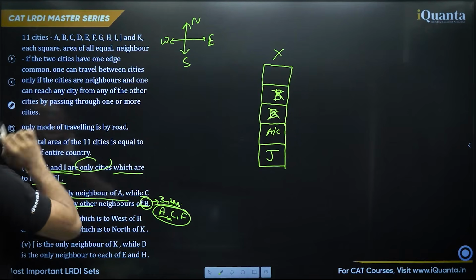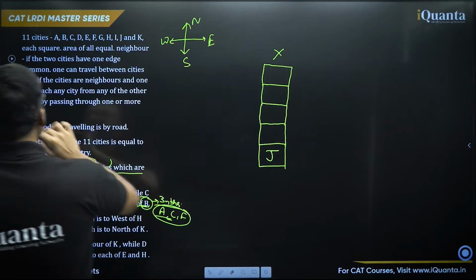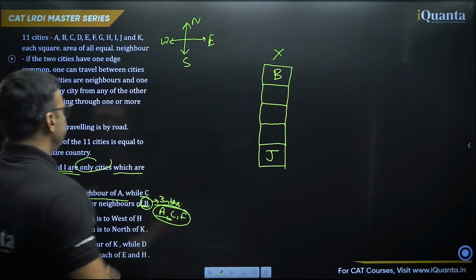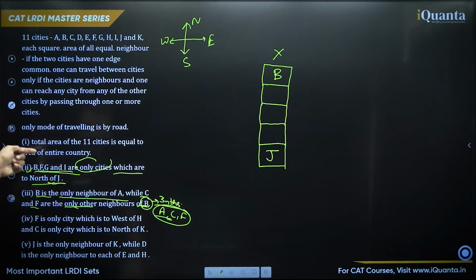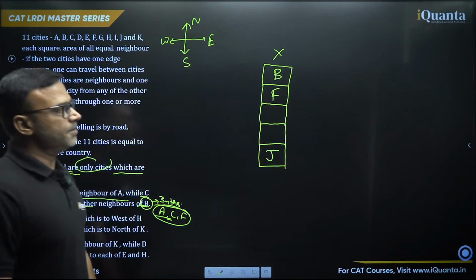So for that reason, B cannot be at the second and third place also. The only way it is possible is B has to be here. And then F. See, F is a part of this list, BFGI. So F has to be here. This is the only way it is going to happen.